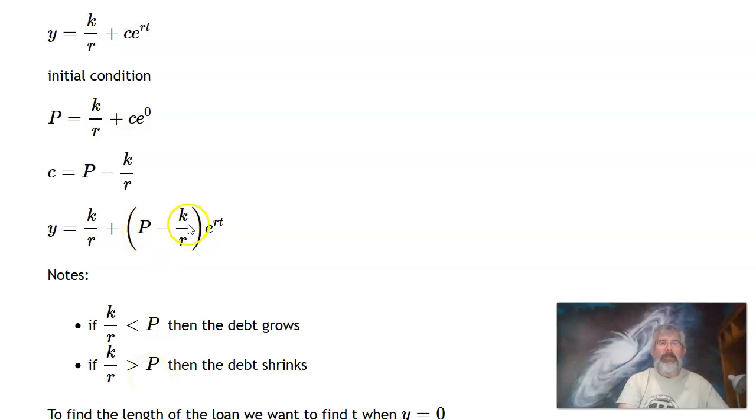That this becomes an upside down. This becomes negative, and so there's a horizontal asymptote at k over r, and then the function just drops off from there.